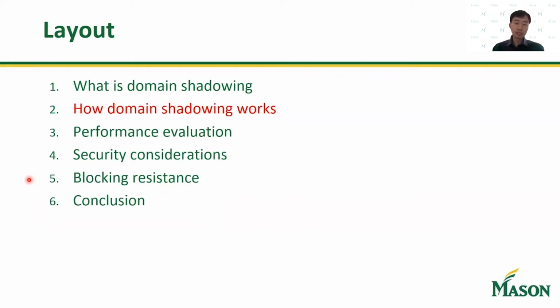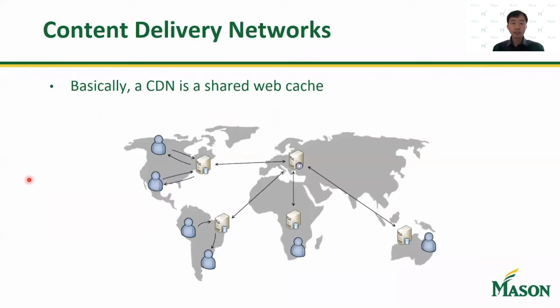Then let's look at how domain shadowing works. To understand how domain shadowing works, we first have to understand how a CDN works. A content delivery network, or CDN, is basically a shared web cache. Here I'll give a very simple example.